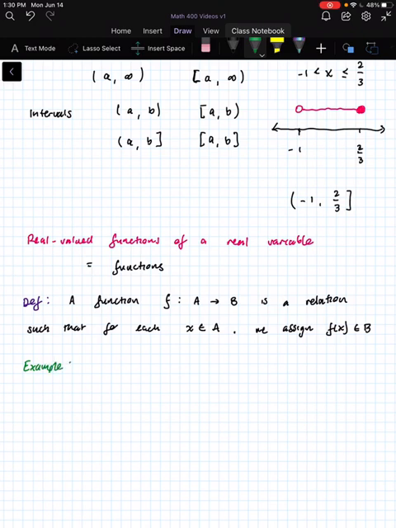Example. So, what is a function? Something like the relation y equals x squared is a function. Why is it a function? Because we're saying every x gets assigned a y. And that y is unambiguous. We're just saying take that real number and square it, so raise it to the power of 2. So that is a function.